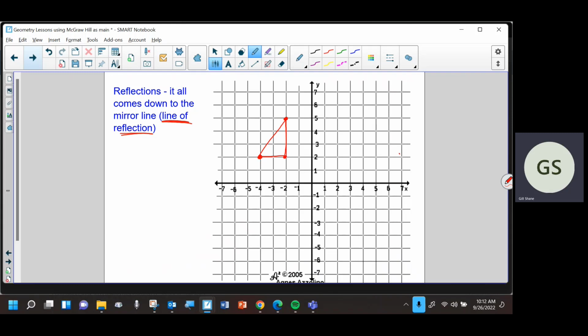And again, they could give you an individual point that you reflect. They could give you a triangle. They could give you a square. Not going to give you a circle. They give you a rectangle. But triangles are pretty common.